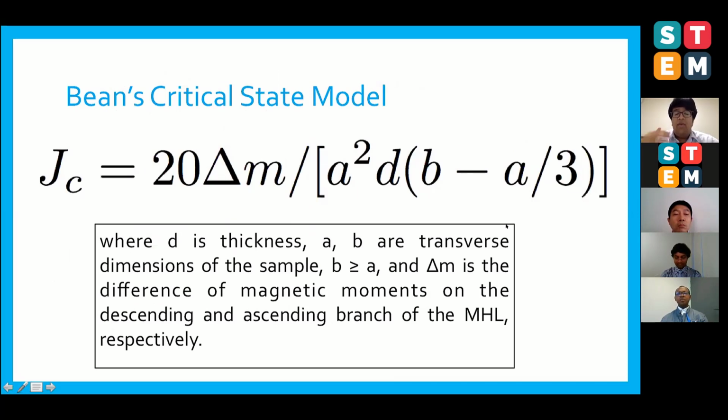And in order to further process this data, it is very important to also estimate the JC values by using the extended Bean's critical current density formula, because this is a formula for the rectangular isotropic sample. It is given by this equation, where D is the thickness of the sample, A and B are the transverse dimensions of the sample, and B should be greater than A. And delta M is the difference in the magnetic moments on the descending and the ascending branch of the MH loops.